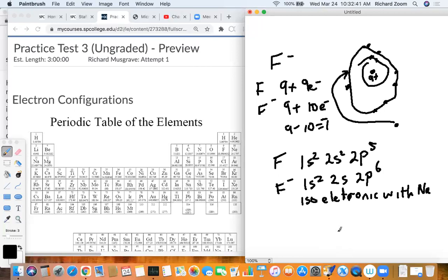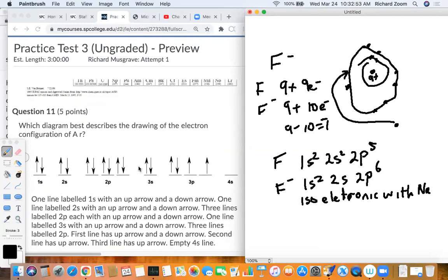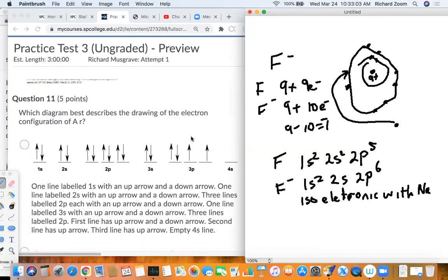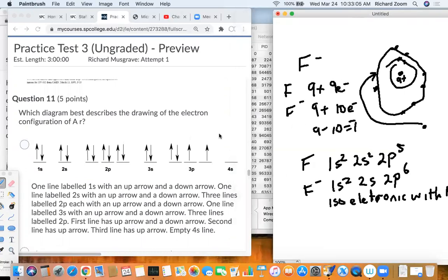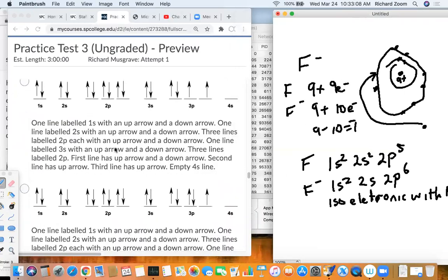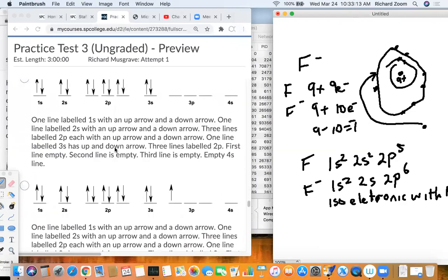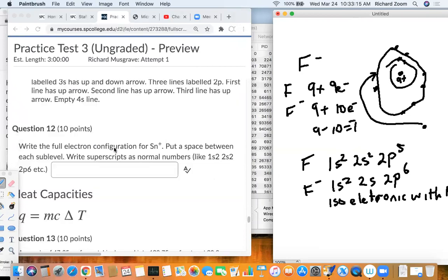All right, does anybody have any questions? All right. Well, let's take a look at the kinds of questions you're going to see here. Which diagram best describes the drawing of electron configuration of Ar? So you can figure that out. I'm not going to worry about that question. That's one you can definitely do. That's just multiple choice.